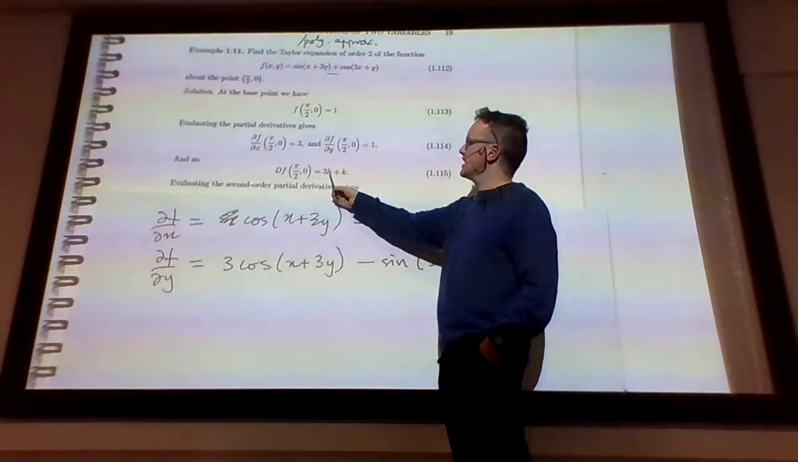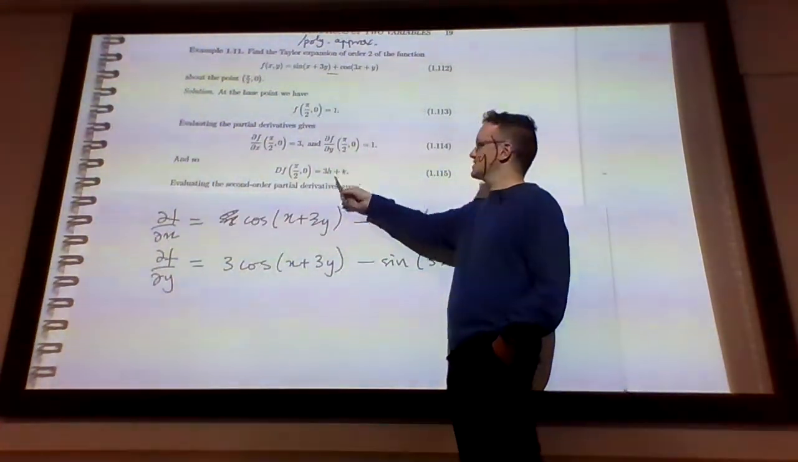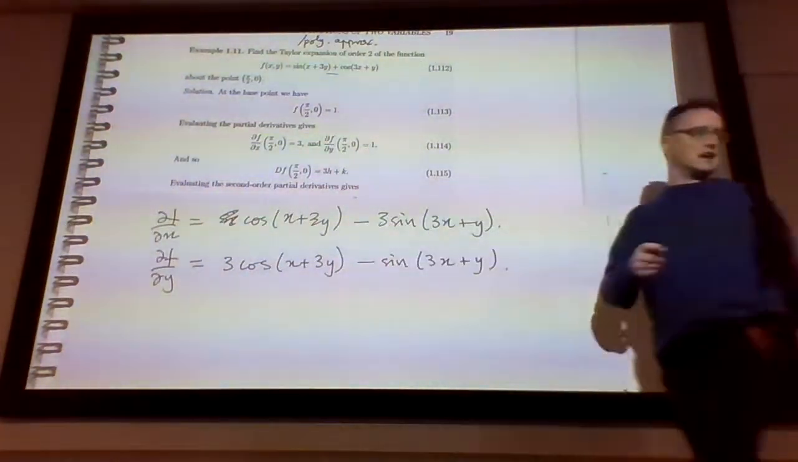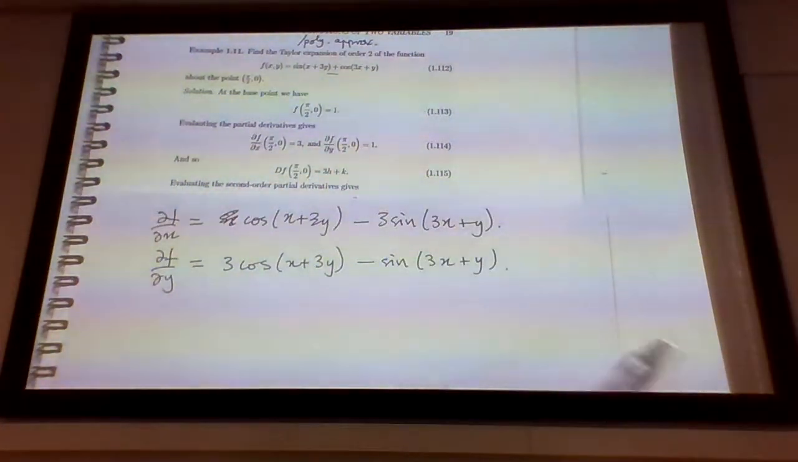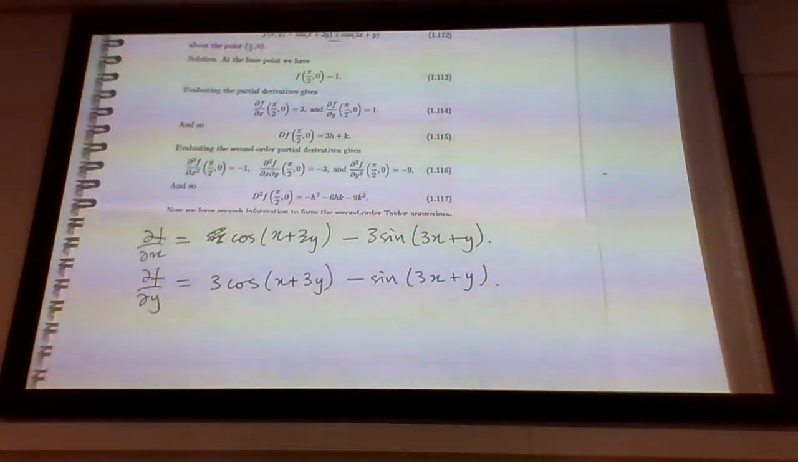Okay, so h times df dx plus k times df dy, but when you evaluate them, you get 3 and 1. So we end up with 3h plus k. Then going for the second order partial derivatives, we'd just be differentiating these expressions again.